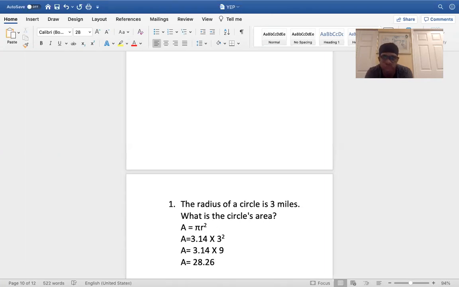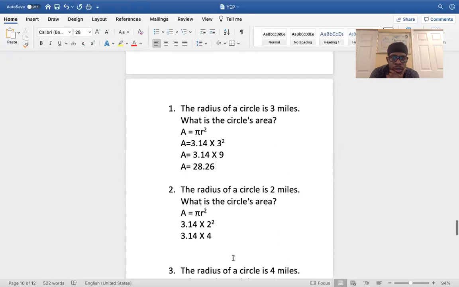So all we're doing again is just plugging in. Read what it asks and then plug in the formula. So if it asks for area, we know we need to multiply pi times the radius squared. Now we always need to square the radius before you multiply.